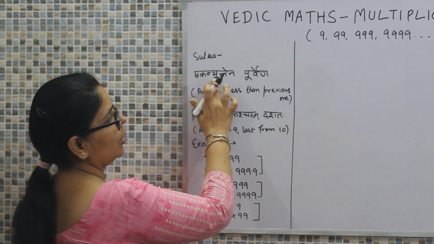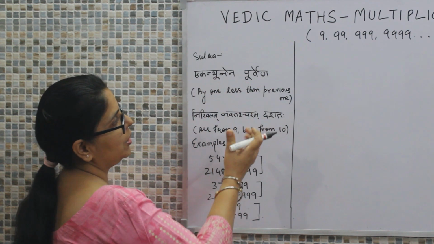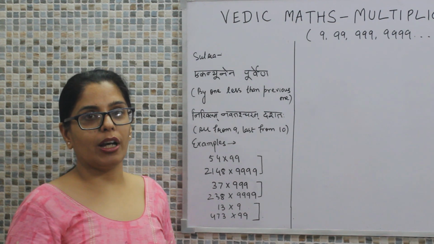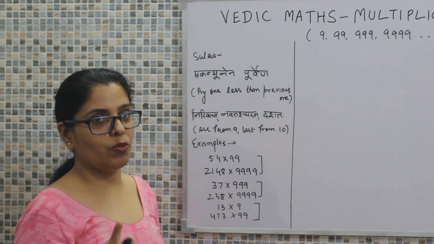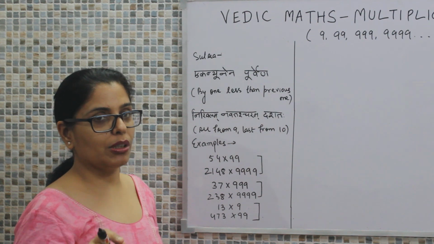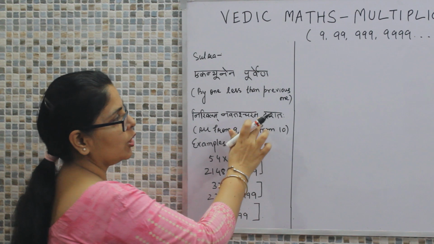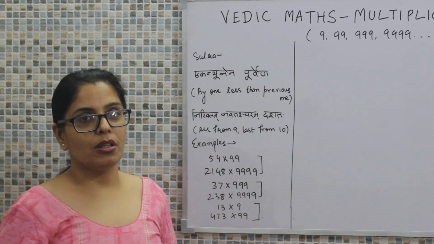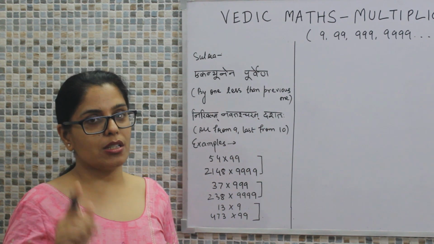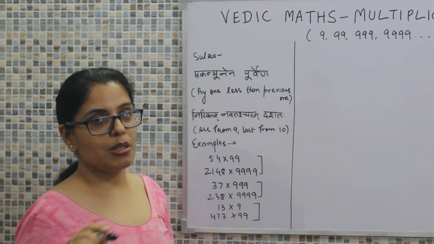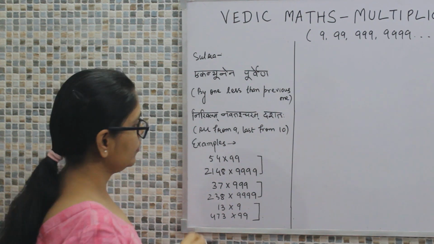Now the first is Ekanyunena Purvena. Purvena means that when we need to complete it, we reduce that particular value by 1 less, which means we reduce that value by 1. When we talk about Nikhilam Navatashcaramam Dashatah, it means that all the values except the last will be subtracted from 9 and the last value will be subtracted from 10.